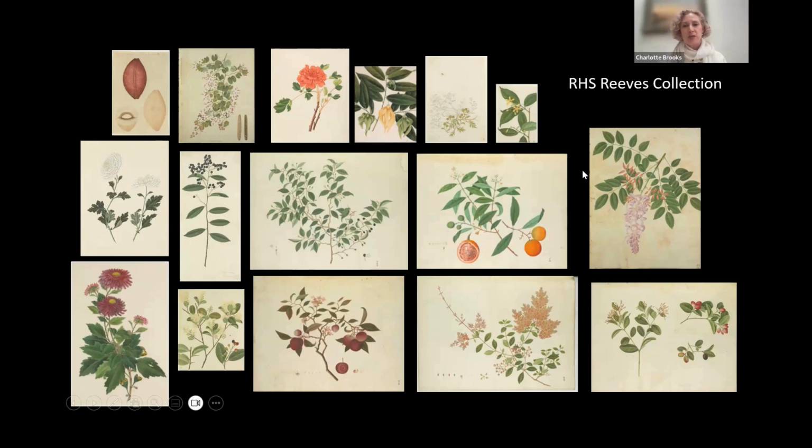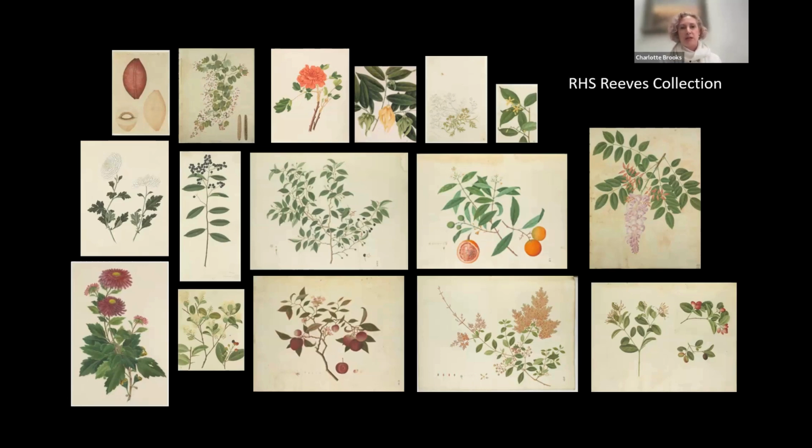And he was working to send specimens of plants, dried herbarium specimens, and paintings back to the Horticultural Society of London, as we were previously known. So this 13-year period during which Reeves was sending back paintings is quite significant because we have quite close dates for a number of these artworks.